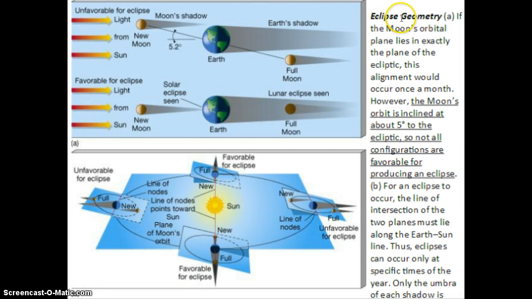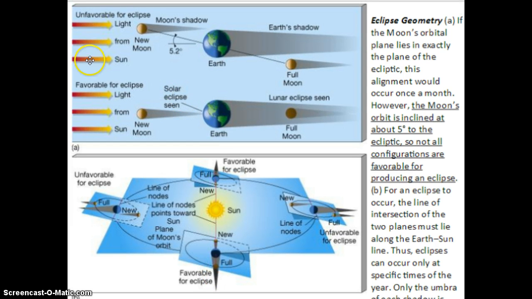When we look at the eclipse geometry, we'll take it a little step further. If the moon's orbital plane lay exactly in the plane of the ecliptic, the ecliptic being the plane in which the Earth orbits the sun, this alignment would occur once a month, but it doesn't. The moon's orbit is inclined at about 5 degrees to the ecliptic, so not all configurations are favorable for producing an eclipse. For an eclipse to occur, the line of intersection of the two planes must lie along the Earth-Sun line. Thus, eclipses can only occur at specific times of the year. Only the umbra of each shadow is shown.